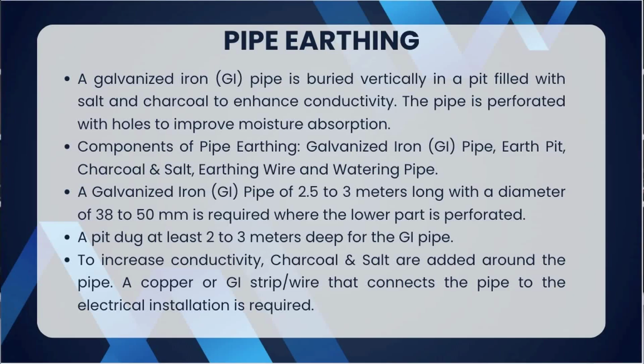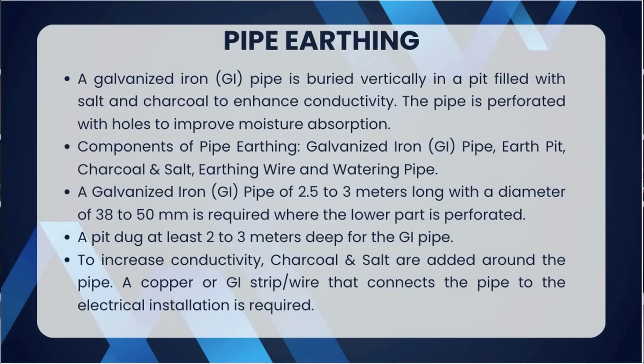Now what are the components of pipe earthing? Components are galvanized iron pipe, earth pit, charcoal and salt, earthen wire and watering pipe. A galvanized iron pipe of 2.5 to 3 meters long with a diameter of say 40 to 50 mm is required, where the lower part is perforated.